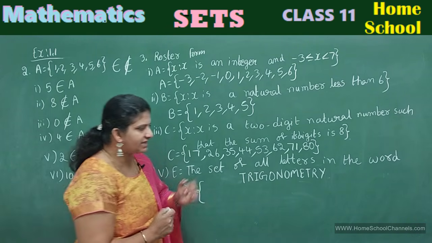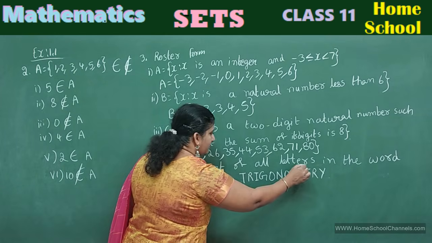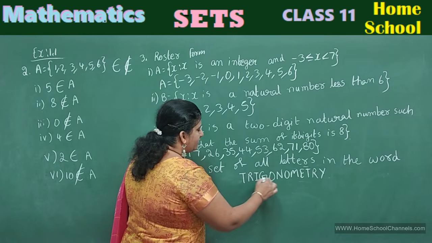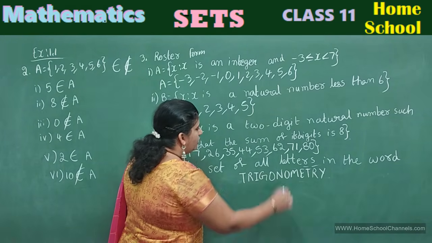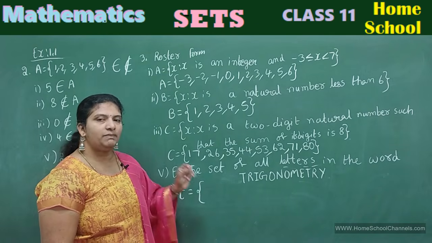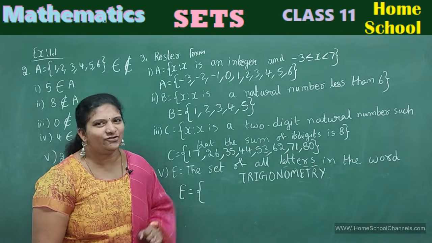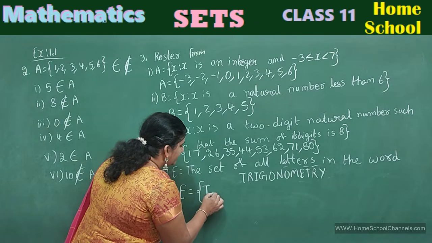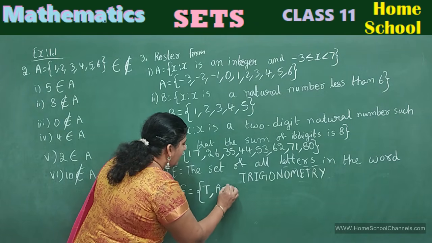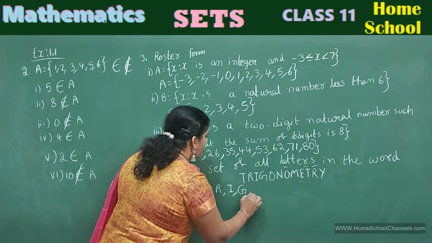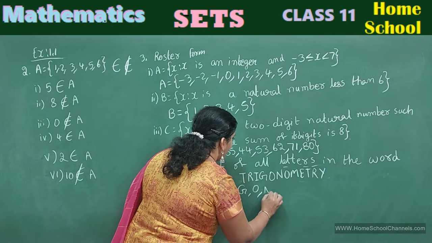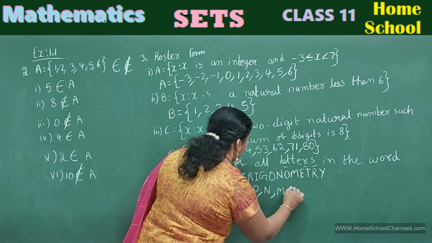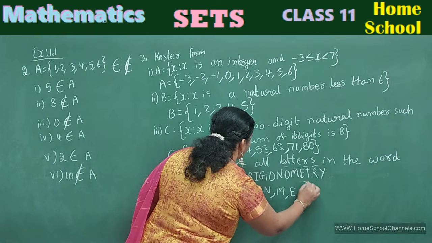Observe here, some letters are repeated. T is repeated, yes, and R is repeated, O is repeated. Repeated letters we need to write only one time. Now write the letters inside the flower bracket. T, R, I, G, O, N, M, E, Y.